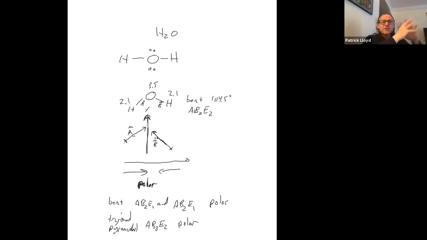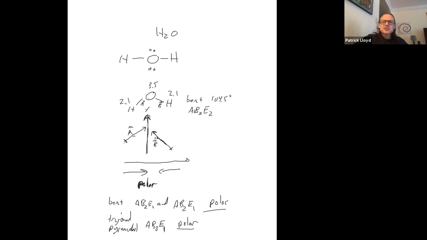So those first 5, the ones where you don't have lone pairs, they were all nonpolar. But the ones that do have lone pairs, those ones are polar. Okay, so AB2E2 bent, and AB3E1. I'm sorry, I made a mistake here. This is E1. These ones are both going to be polar.